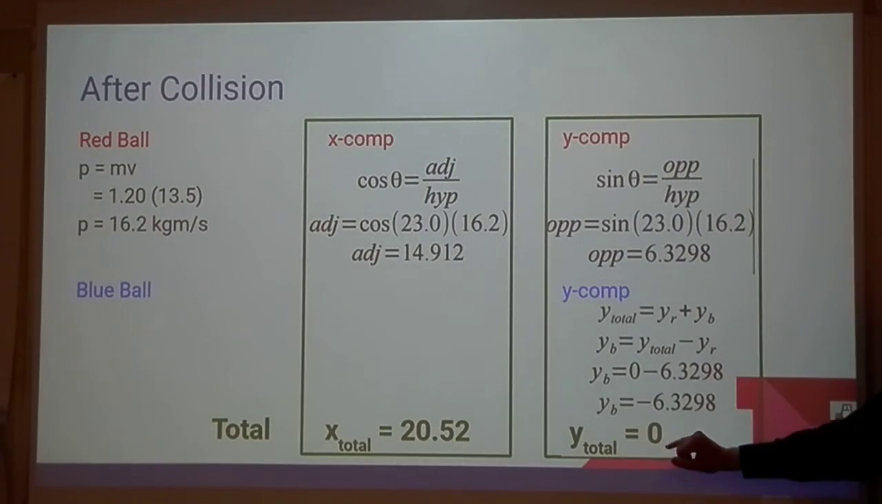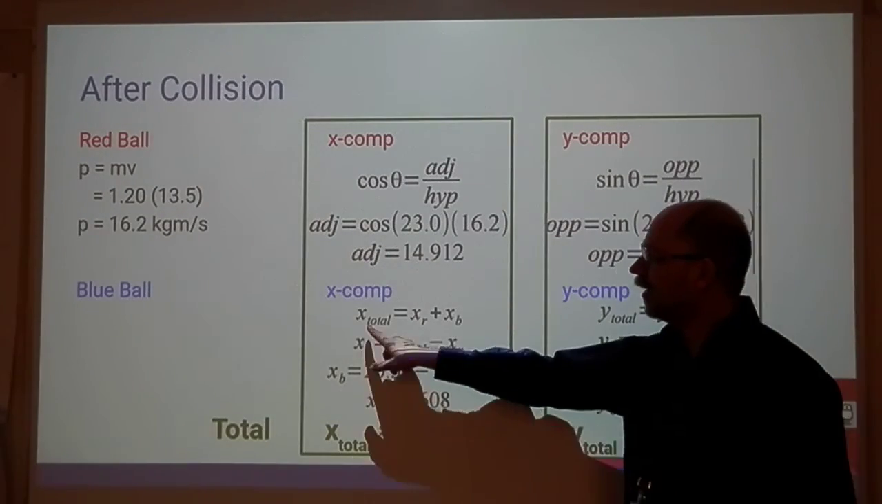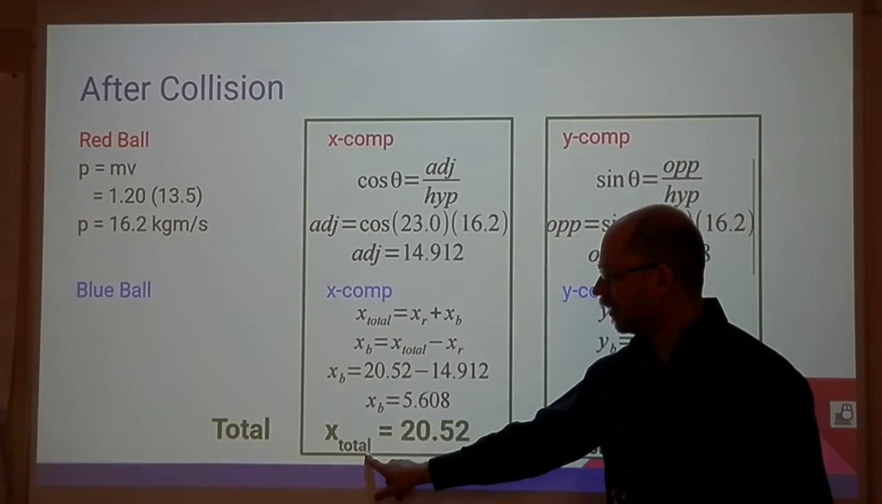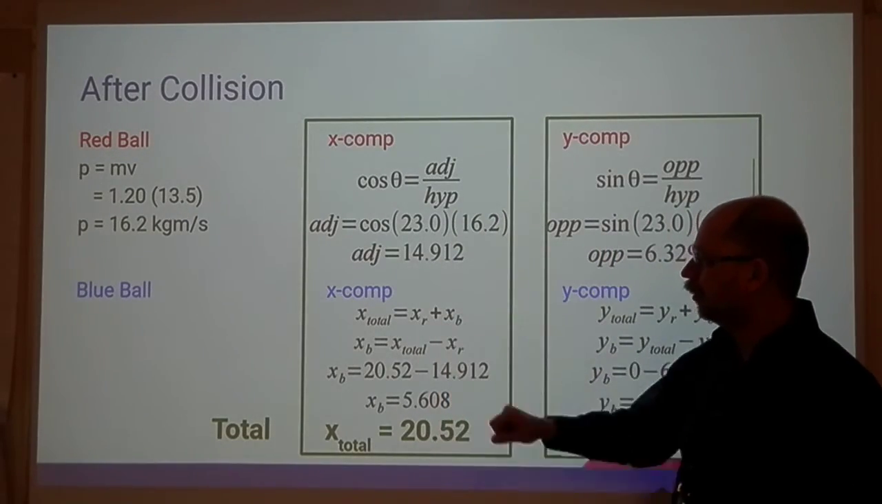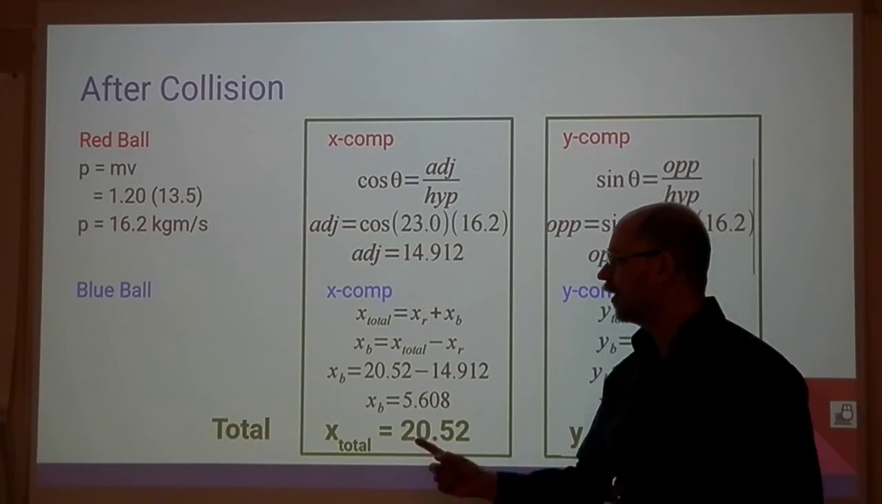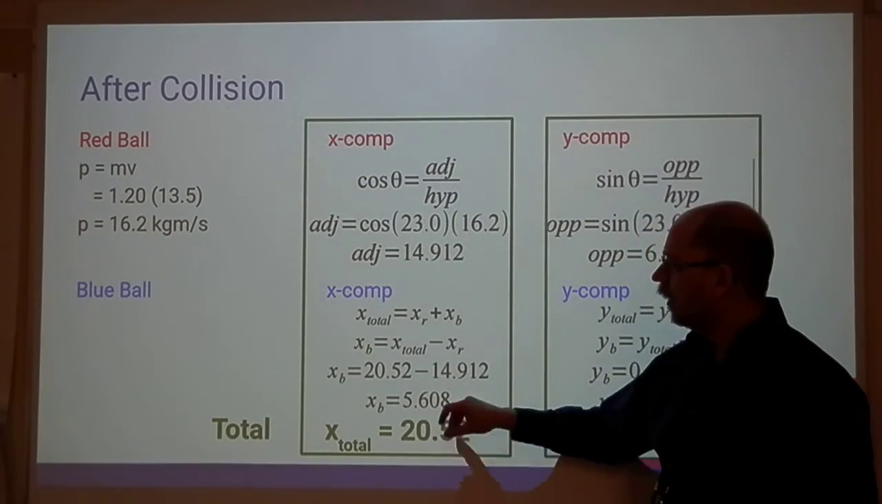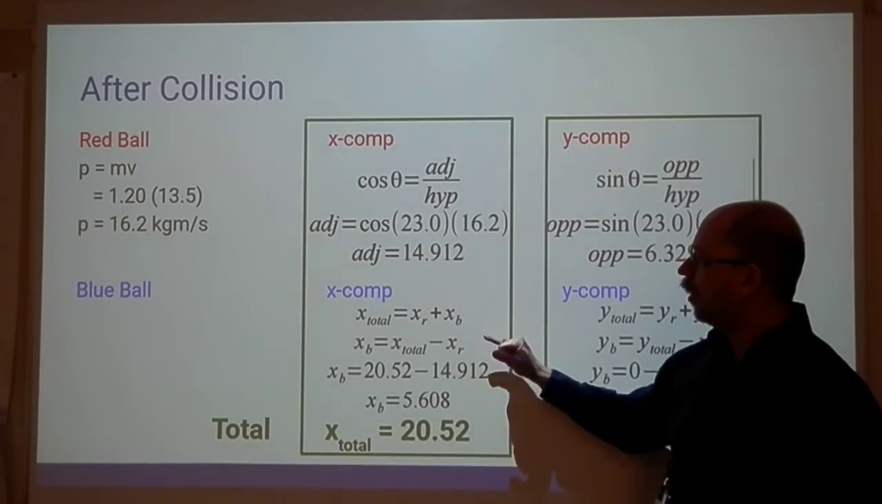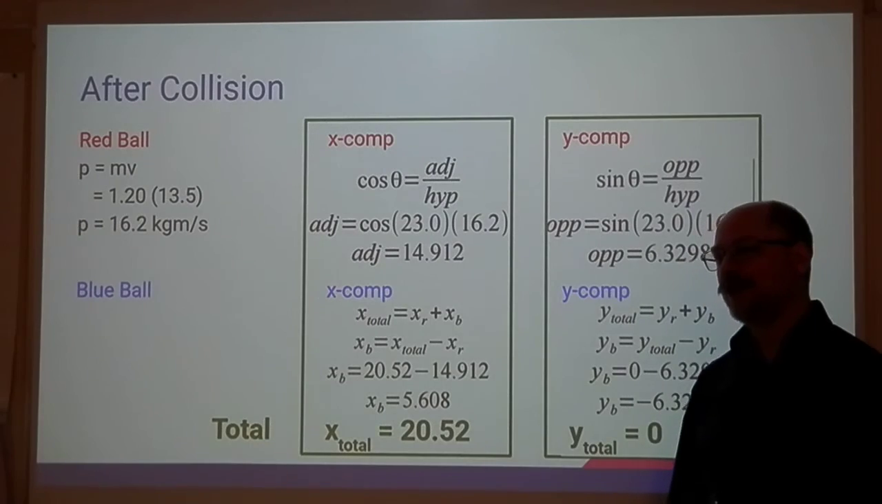Okay? The x is going to look a little bit longer. Again, I wrote out that the total, this number, has to be equal to red plus blue. I solve for the blue. That means it's the total minus the red. So I take the total minus the red ball, and I find out that the blue ball must have 5.608.